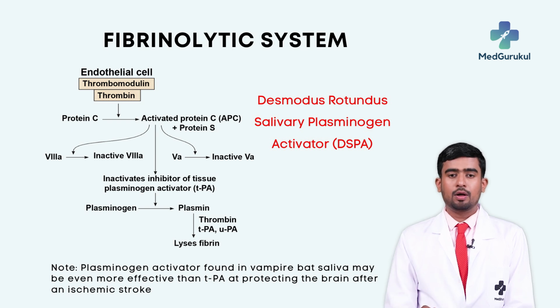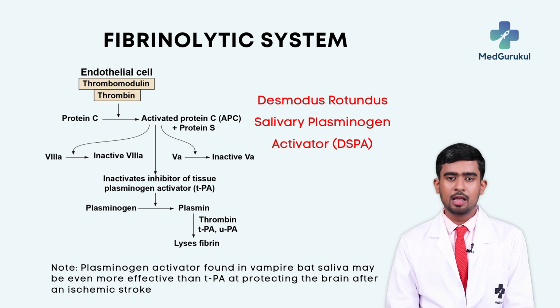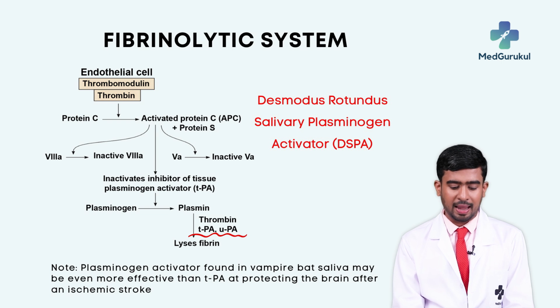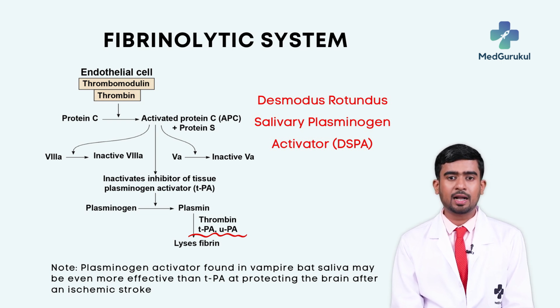For your understanding, within the human body there are two kinds of plasminogen activators. They are tissue plasminogen activators and urokinases. Tissue plasminogen activator is secreted by the endothelial cells. You can see here the TPA and UPA. TPA is tissue plasminogen activator and UPA is urokinase type plasminogen activator.